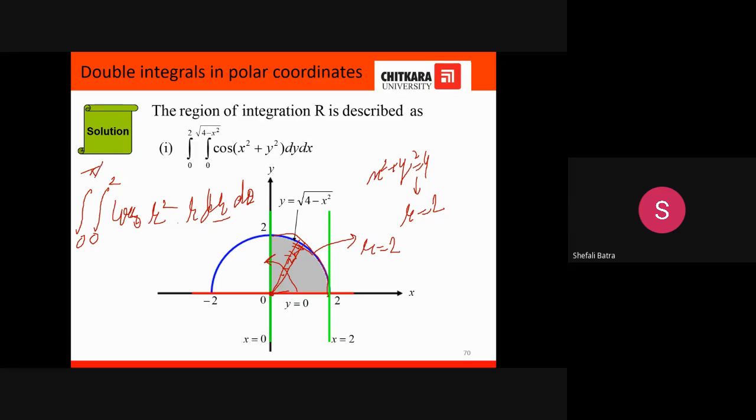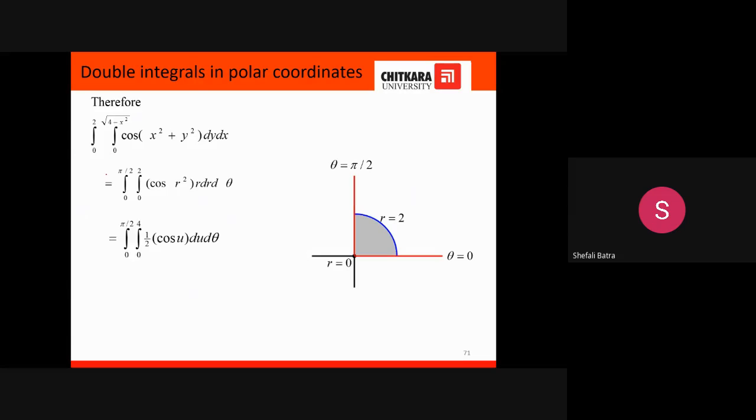After that, you need to simplify it. Right? That is your task. So this is your integral, we have done it: cos of r square, r dr d theta, with limits 0 to 2 and 0 to pi by 2. And you will solve it. Right? So that's all for today.